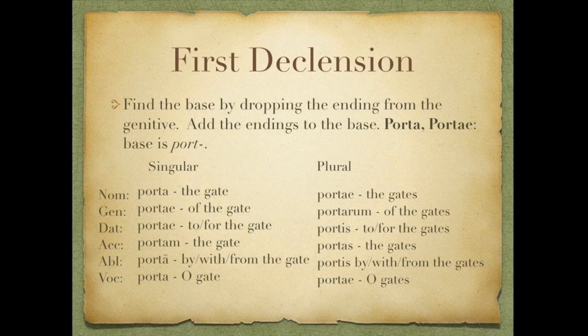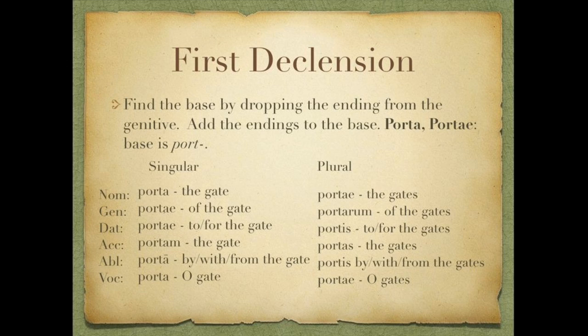So let's look at an example declining a first declension noun. First thing we need to do is find the base, and we find that by dropping the case ending from the genitive form. And to this base we'll add the endings. So our example noun from the book is porta, portae. So the base is going to be port. So we'll go to that second part of the vocabulary, portae. We'll drop the AE, and that'll give us the base.